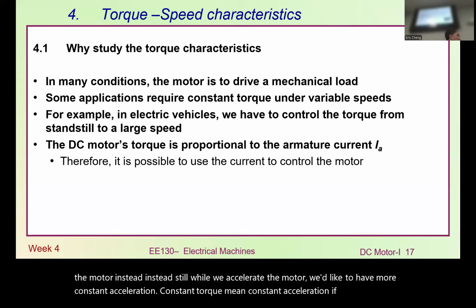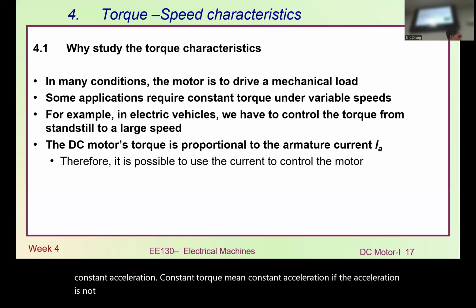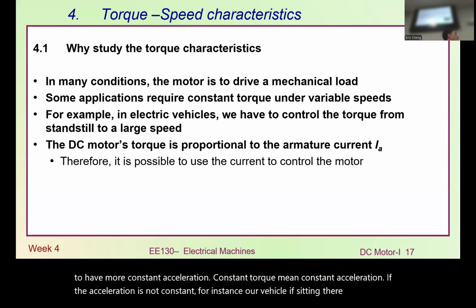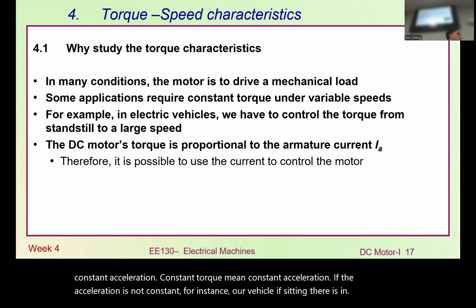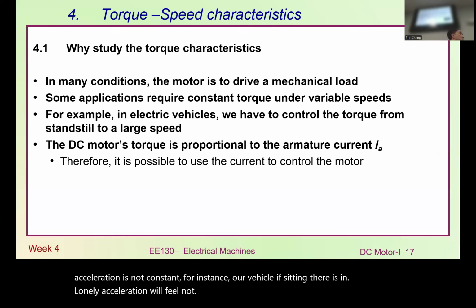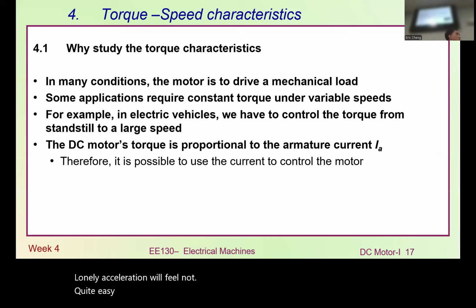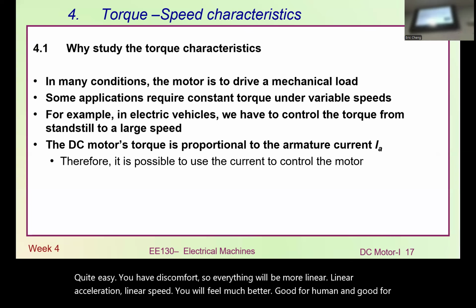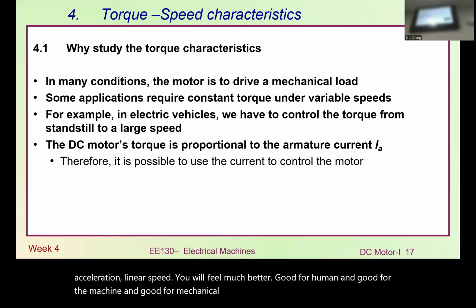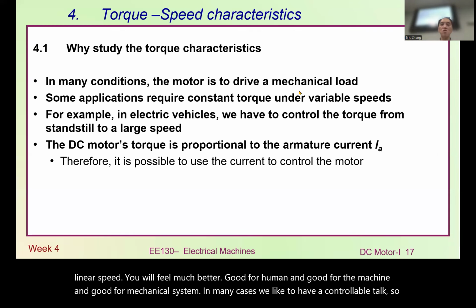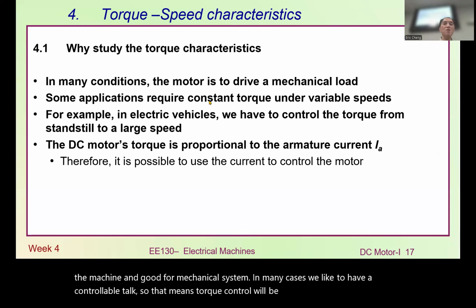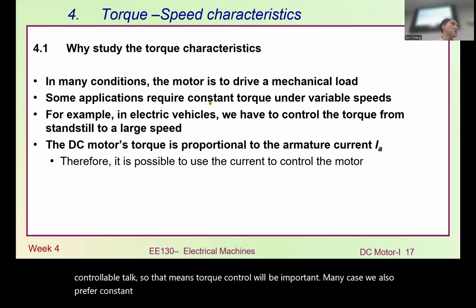If the acceleration is not constant, for instance, when you are sitting in a vehicle with non-linear acceleration, you will not feel quite easy. You have discomfort. So if everything is more linear, linear acceleration, linear speed, you will feel much better. Good for humans, good for the machine, and good for the mechanical system. In many cases, we like to have a controllable torque. So that means torque control will be important. In many cases, we also prefer constant torque control. We can make sure that the torque will be linearly controllable by the current.